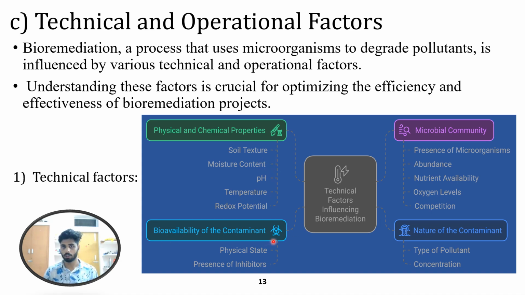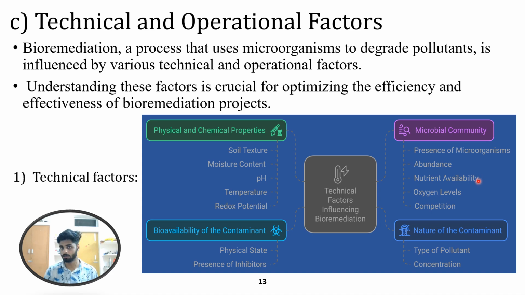Now, bioavailability of contaminants. This is what we discussed in the previous slide in the chemical factors as well. As we discussed before, if the contaminant is not in a bioavailable form, it will be difficult for the microorganism to degrade it. Presence of inhibitors. Suppose there are inhibitory substances in this soil sample which prevent the growth of microorganisms; they won't be able to degrade the contaminants efficiently. Microbial community. Certain specific microorganisms will be required to remove these contaminants from the soil or any particular environment. If these specific microorganisms are absent, the overall success rate of the bioremediation process will decrease.